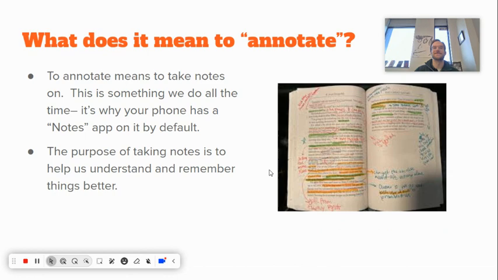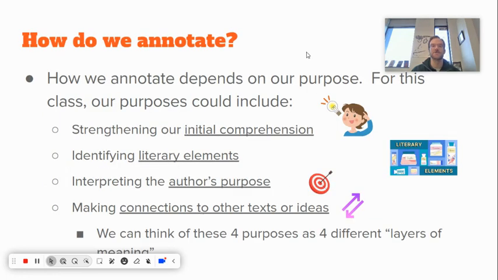So what does it mean to annotate? To annotate means to take notes to help us understand, and we do this all the time. We don't always write them down, but we take mental notes all the time to help us understand things we need to remember, patterns we recognize, and we do it without even thinking about it. But sometimes when we read, it helps to think about it, and it helps to take notes on purpose. This is why our phones have the Notes app on them. Notes are things that help us understand. And we have a strategy that we can use to help us understand what we read.